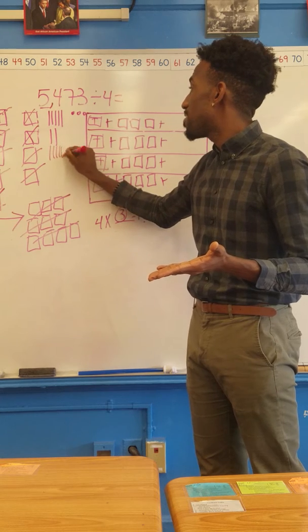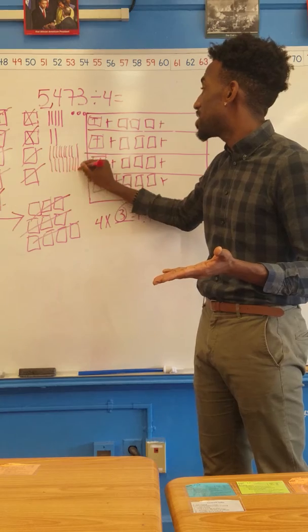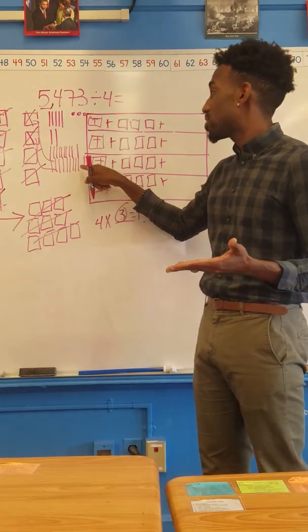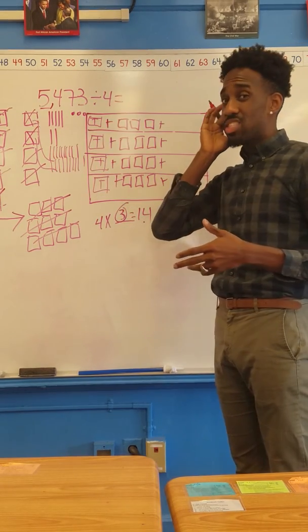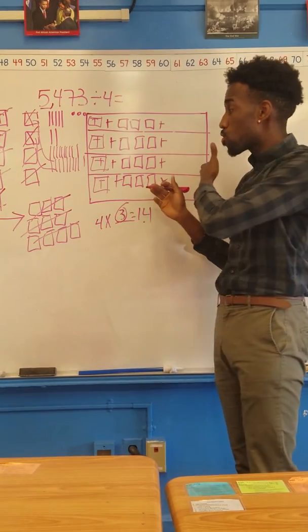1, 2, 3, 4, 5, 6, 7, 8, 9, 10, 11, 12, 13, 14, 15, 16, 17, 18, 19, 20. These 200s became 20 10s. So I have 20 10s plus 7 10s, which means I have a total of 27 10s that I have to share out evenly amongst my 4 groups.